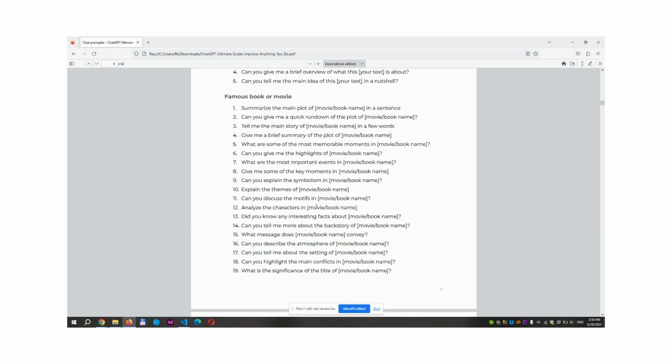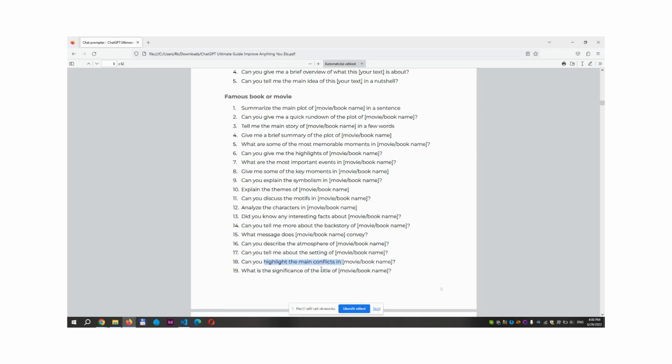Let's say, ask what this character from this book or a movie might do in a certain situation. So you can experiment further on, but let's not go there just yet. Can you describe the atmosphere? Tell me about the settings.